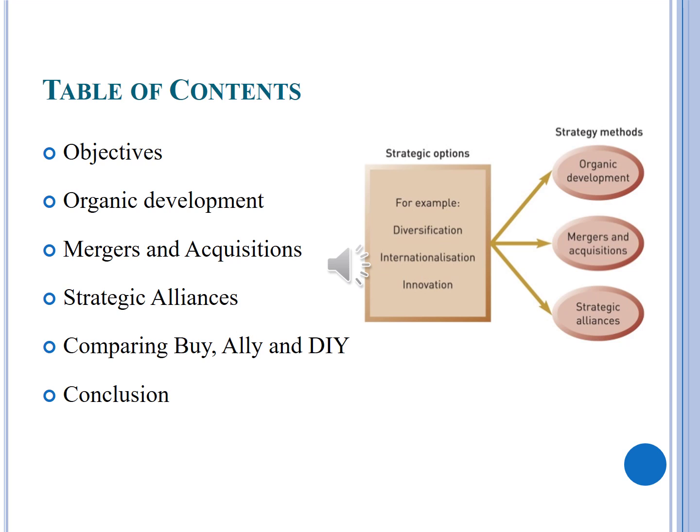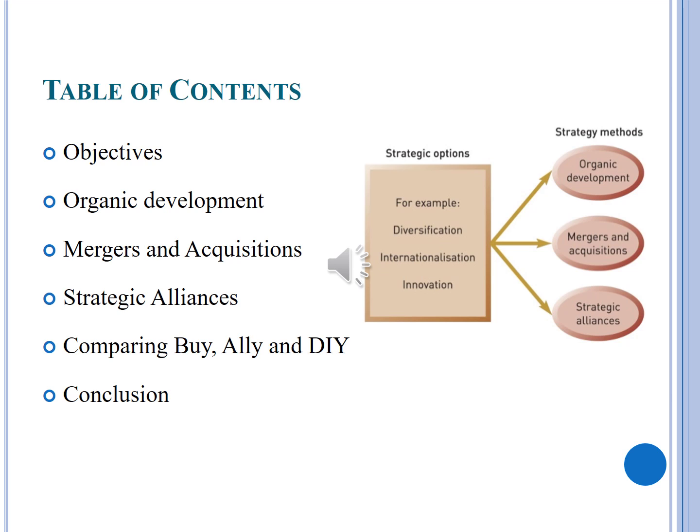First, we will give you an overview of what we are going to explain during this video. We will start with some objectives to see what you will learn. We will move on with explaining what organic development is, mergers and acquisitions, and strategic alliances. Then we will compare the three methods by explaining buy, ally, and do-it-yourself methods. We will end this video with a conclusion and also a small test at the end of the video to see if you understood all the theory and to prepare you for the test.